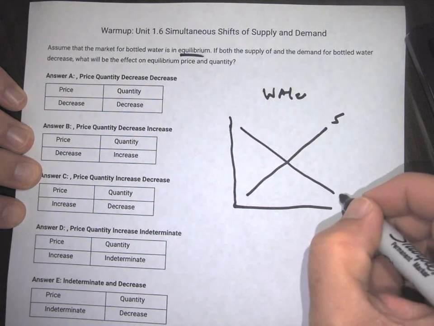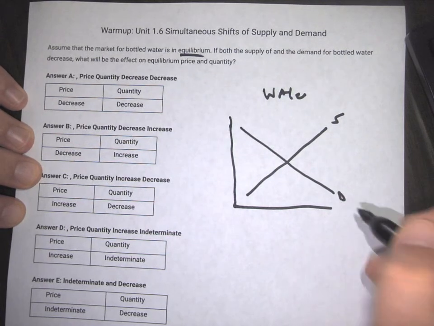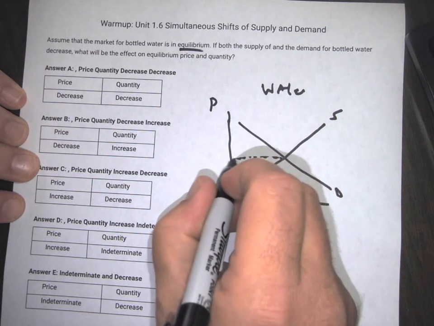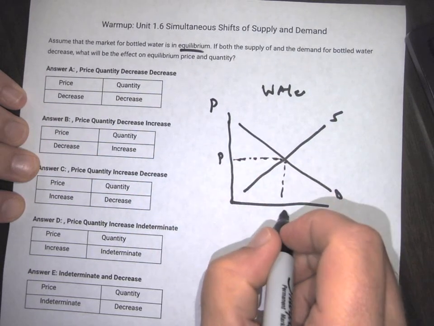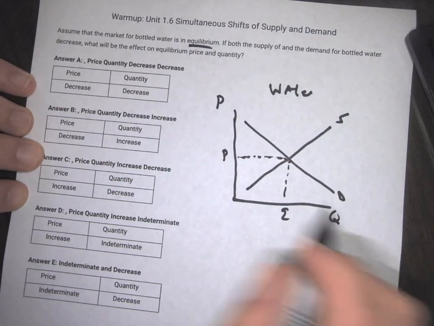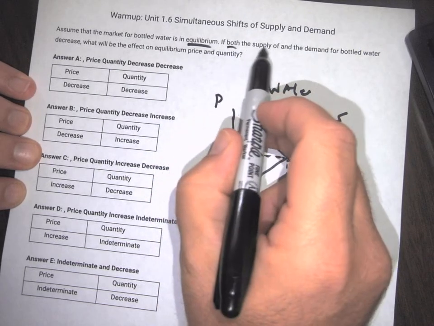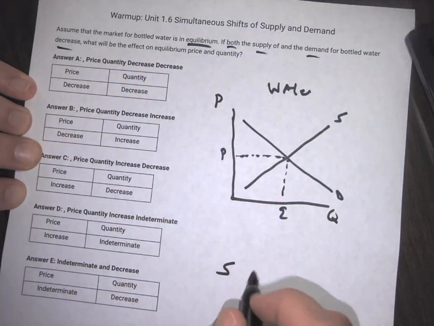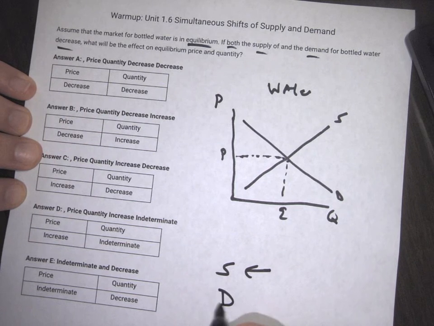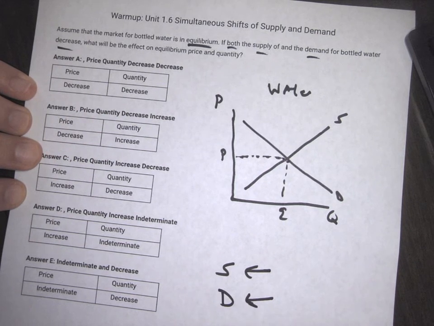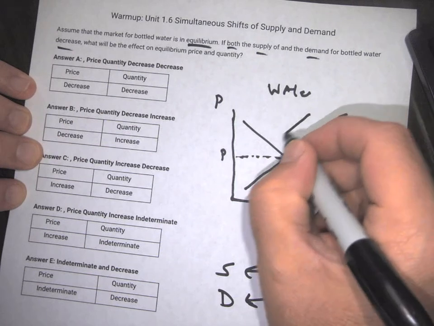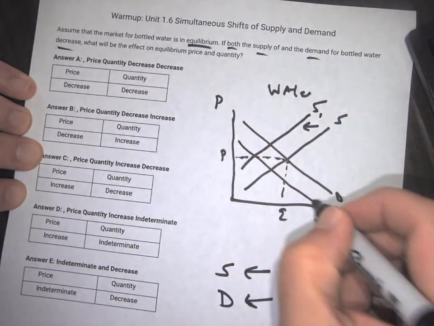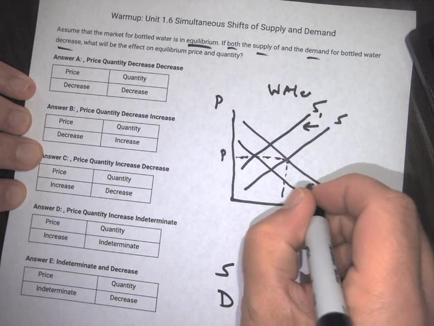Got supply, got demand, got the price, quantity, and my quantity. Now what does it say? Both supply and demand decrease. So we're going to have supply decrease, demand decrease. So I'm going to draw supply shifting to the left, demand shifting to the left.